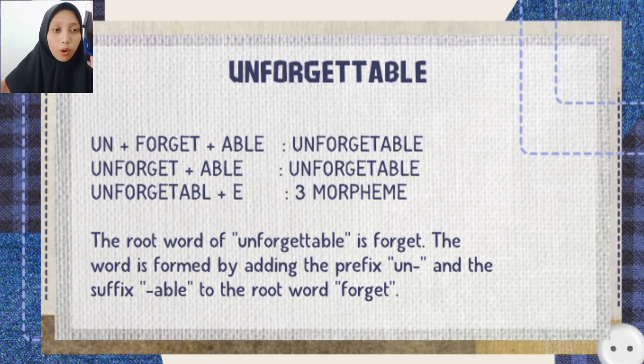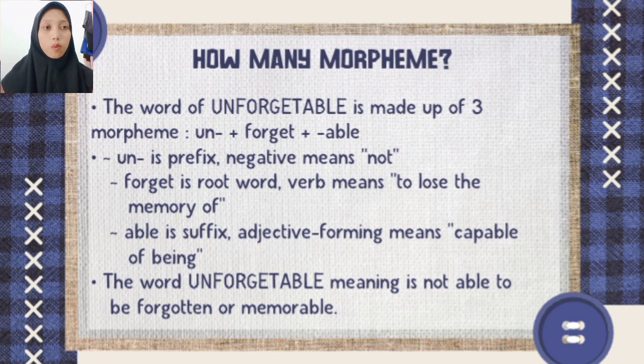The word is formed by adding the prefix un, negative, and the suffix able, negative, to the root word forget. And then how many morphemes? The word unforgettable is made up of 3 morphemes: un, negative, plus forget, plus able, negative. Un is a prefix. Negative means not. Forget is the root word, a verb, meaning to lose the memory of.